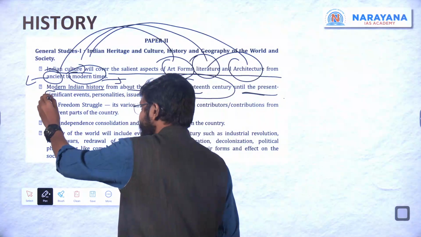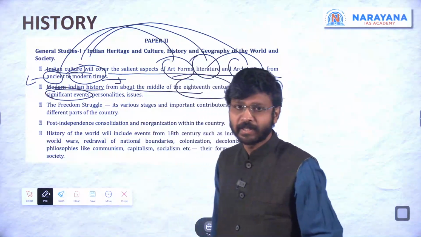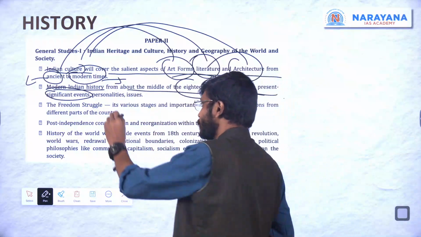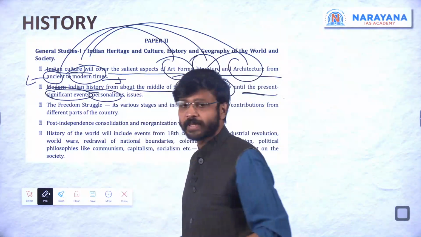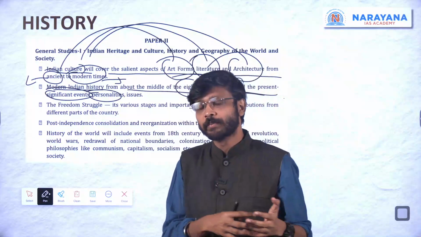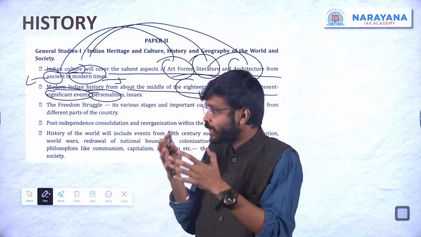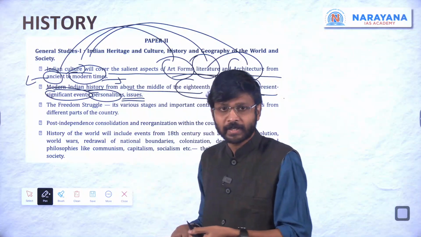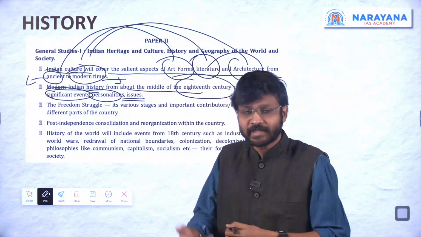We have to study the significant events, what all things happened, the important events. Obviously in that itself personalities will be coming, like Mahatma Gandhi, Nehru, Subhash Chandra Bose, and other personalities, and also issues will be there, like tribal issues, peasant issues, and taxation issues.